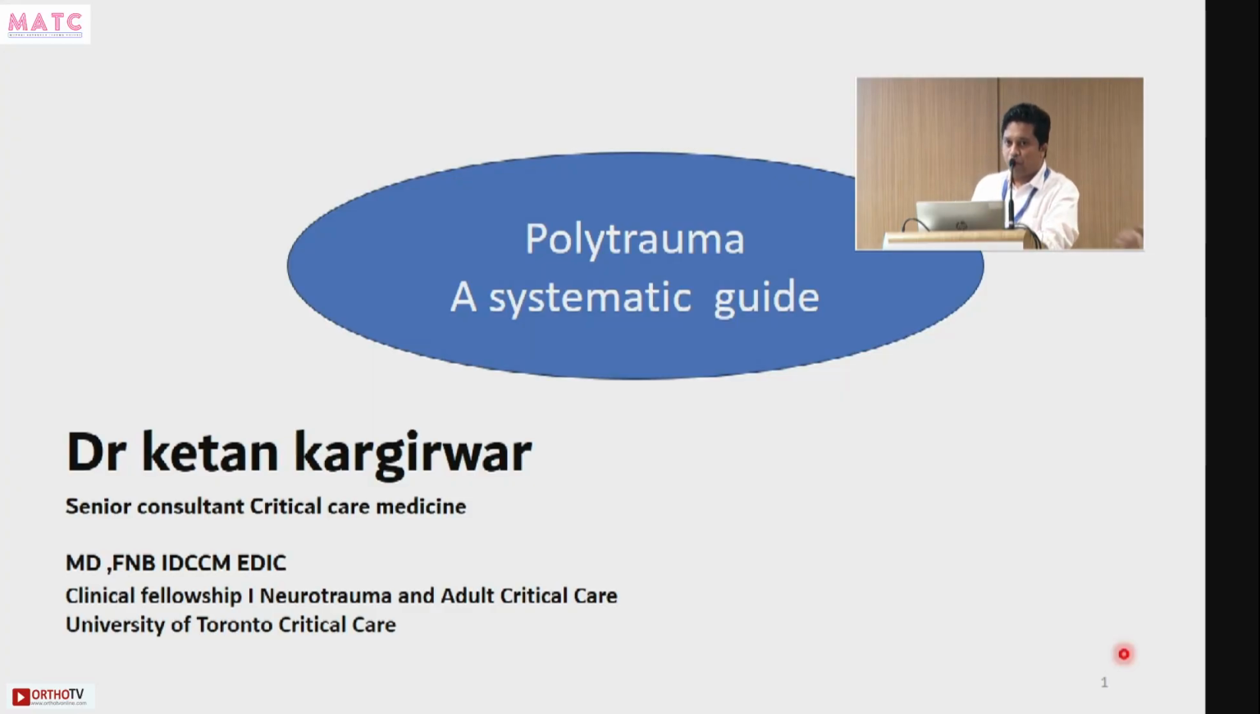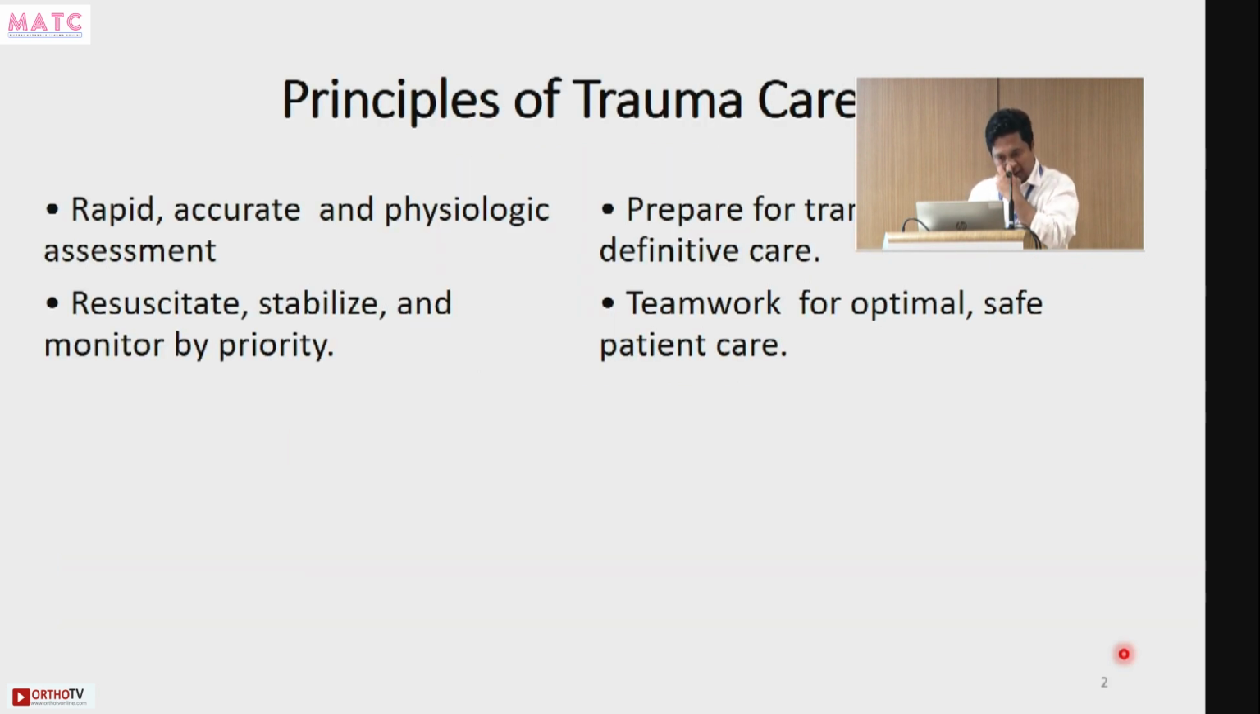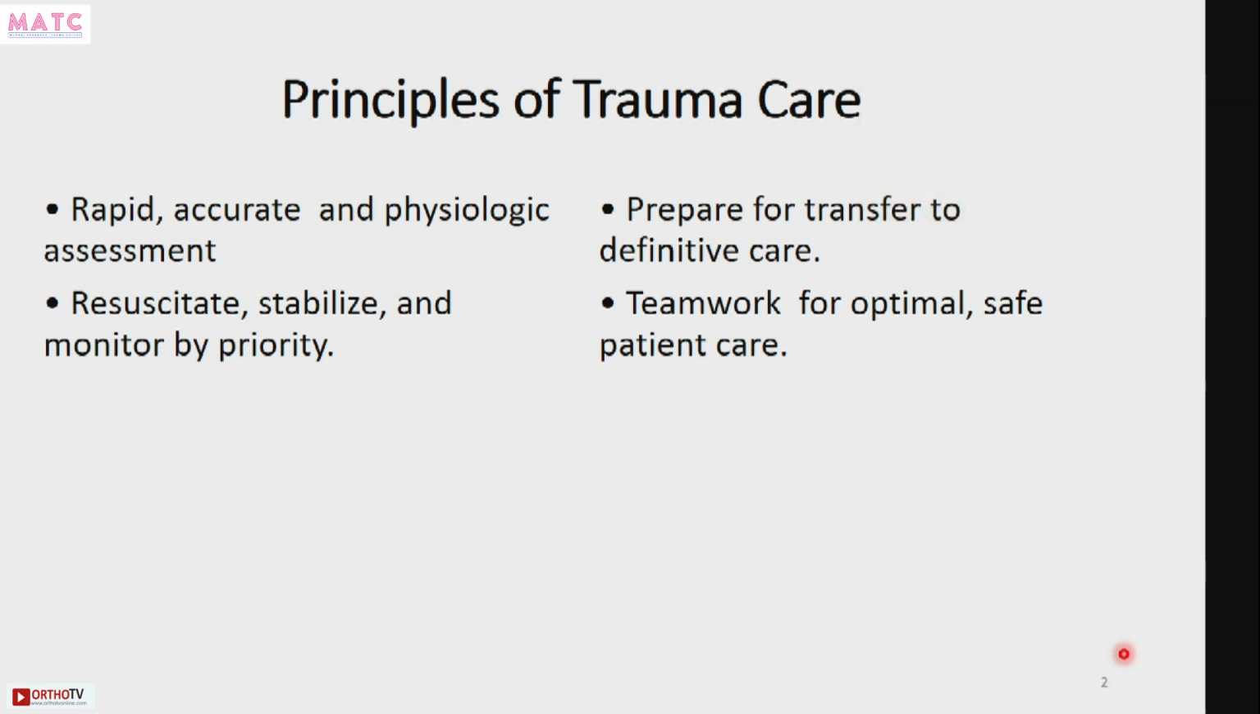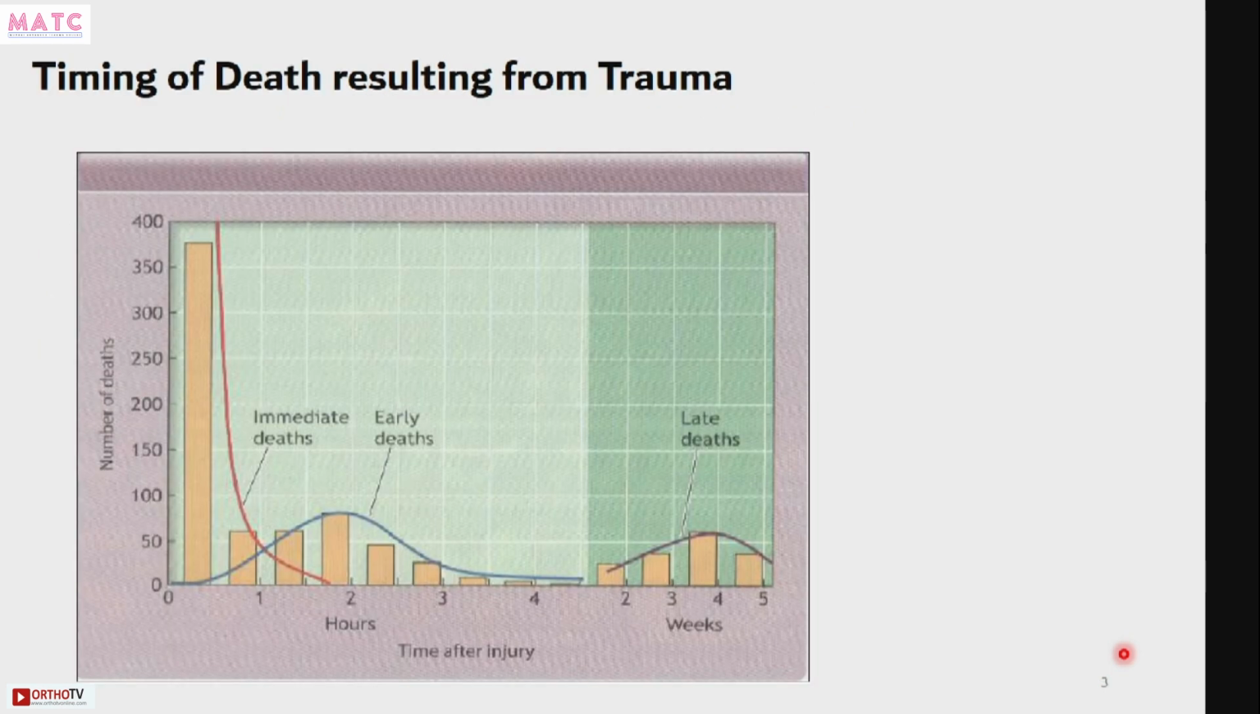So this will be more of an emergency and critical care part of trauma care. First are the general principles all of us know, which have been discussed before. Basically, the crux is you have to be rapid, accurate, and keep assessing the physiological parameters of patients who come in as a polytrauma, and teamwork.